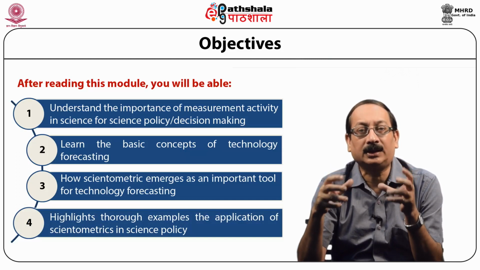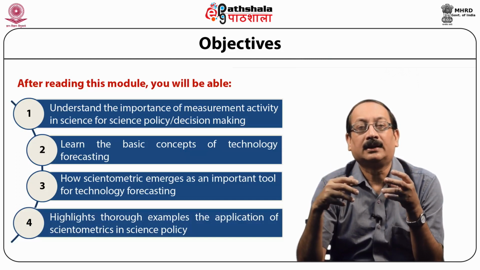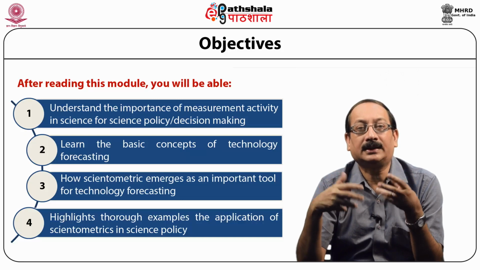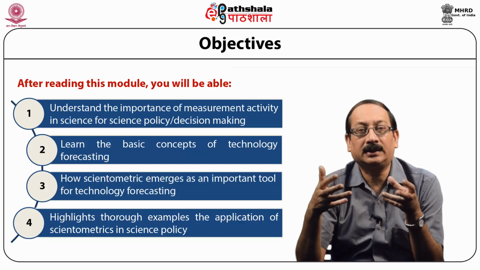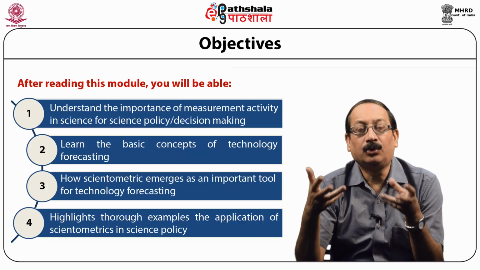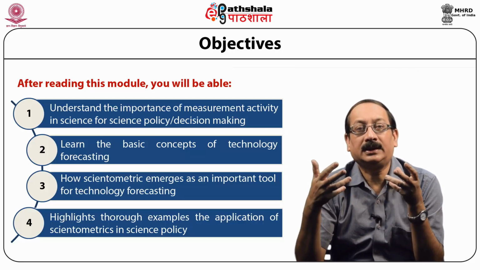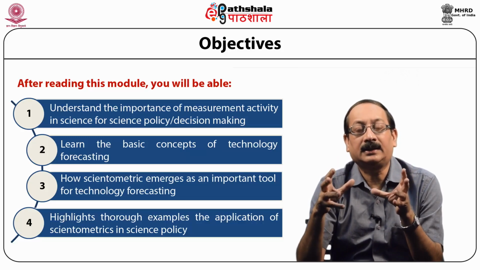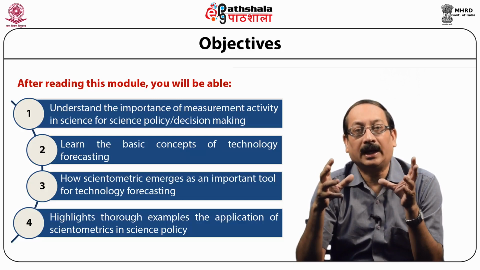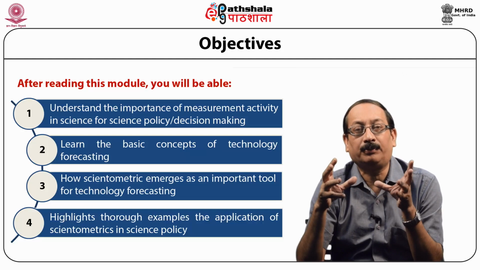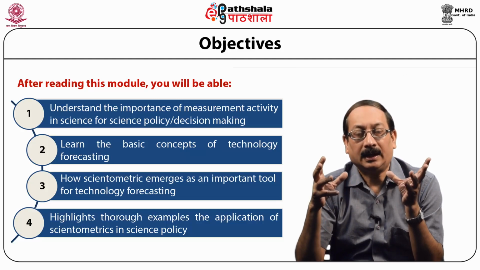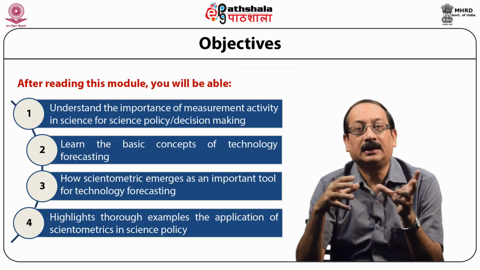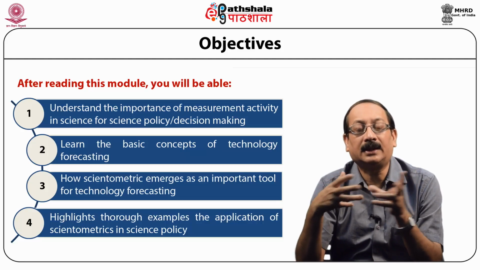When we are talking of science policy, we are in a sense using it as a generic name. Science policy includes science policy, technology policy and innovation policy. So when we are highlighting the application of scientometrics, it is to address these three policy aspects which are in a sense interlinked to each other.